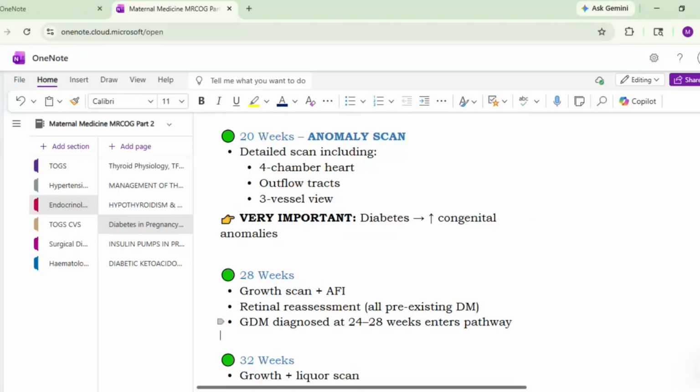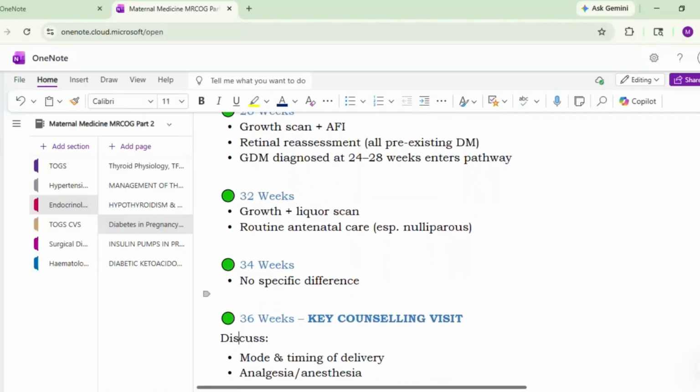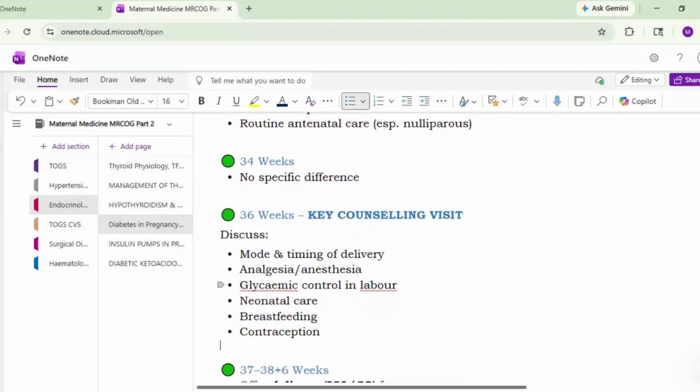Then GDM diagnosed at 24 to 28 weeks will enter this pathway. So from 28 weeks onwards, all these high-risk patients we screen at 24 to 28 weeks of gestation. If any of them are diagnosed with GDM, they will start their follow-up from 28 weeks onwards. At 32 weeks there will be growth scan plus Liquor scan, routine antenatal care. At 34 weeks there is no specific difference.